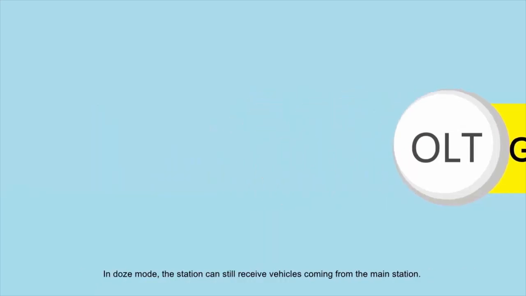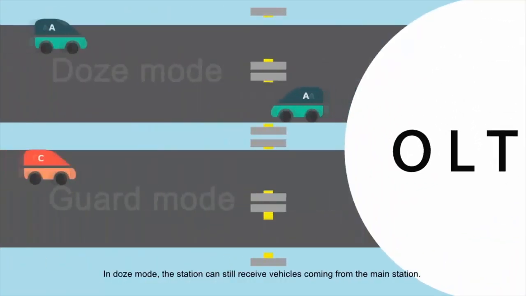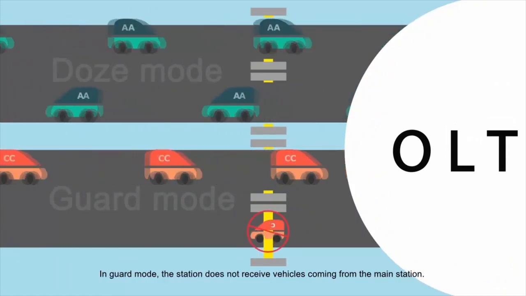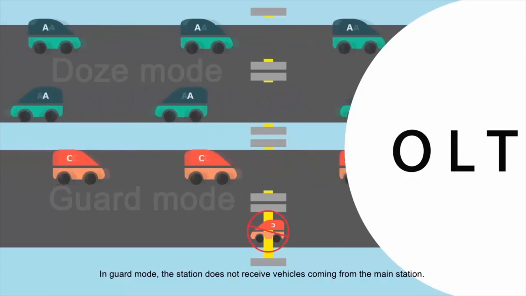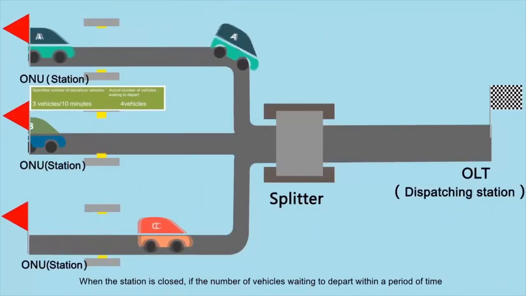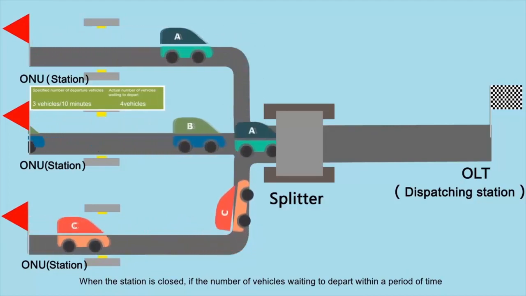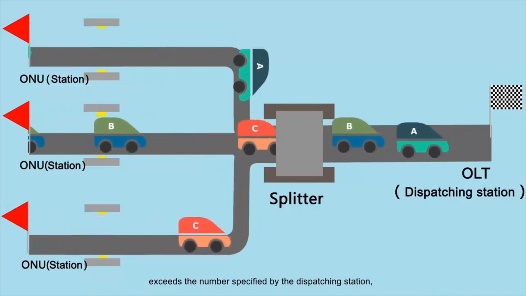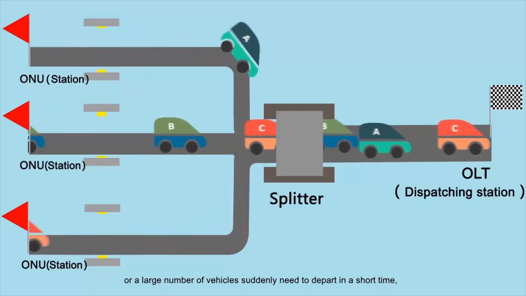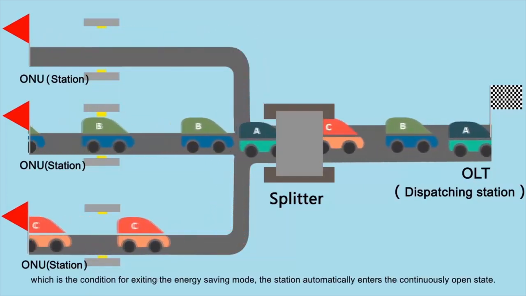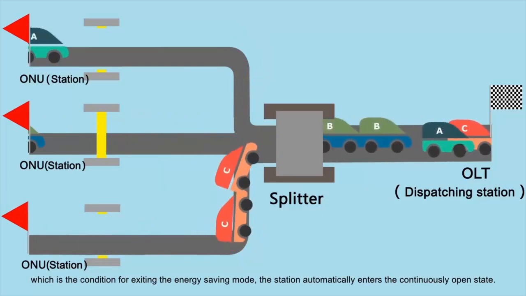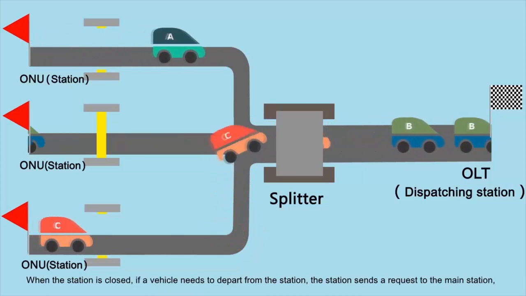In doze mode, the station can still receive vehicles coming from the main station. In guard mode, the station does not receive vehicles coming from the main station. When the station is closed, if the number of vehicles waiting to depart within the period of time exceeds the number specified by the dispatching station, or a large number of vehicles suddenly need to depart in a short time, which is the condition for exiting the energy-saving mode, the station automatically enters the continuous open state.